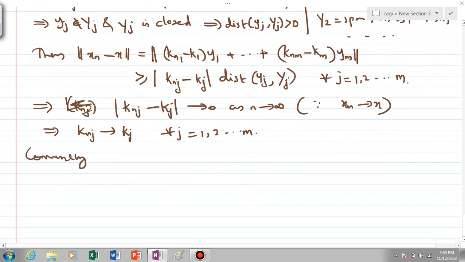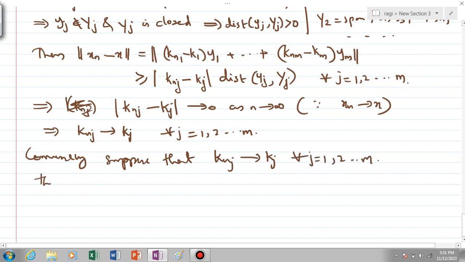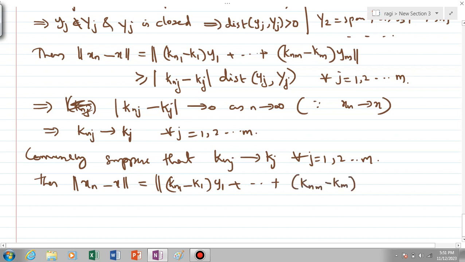Conversely, suppose that knj converges to kj for every j equal to 1 to m. Then norm xn minus x is equal to the norm of (kn1 minus k1) y1 plus etc. plus (knm minus km) ym.